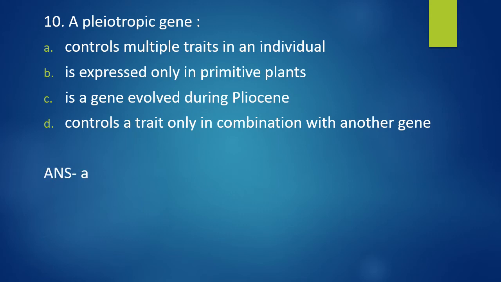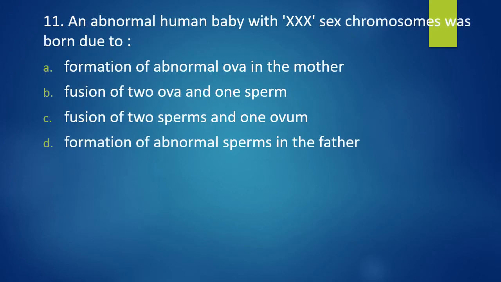Question number 11. An abnormal human baby with XXX sex chromosome was born due to formation of abnormal ova in mother, fusion of two ova and one sperm, fusion of two sperm and one ova, or formation of abnormal sperm in father. Which of the following could be a possible cause for triple X sex chromosome in a baby? The correct answer is option A, due to formation of abnormal ova in mother. An ovum that contains two X chromosomes when fused with a sperm carrying an X chromosome will result in triple X sex chromosome.